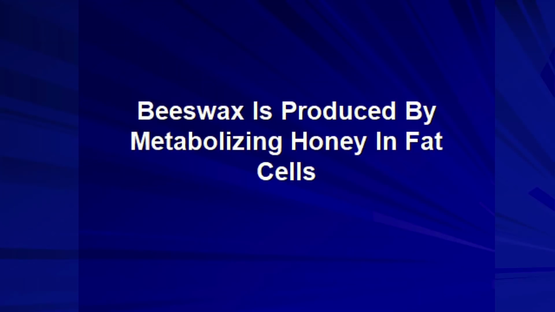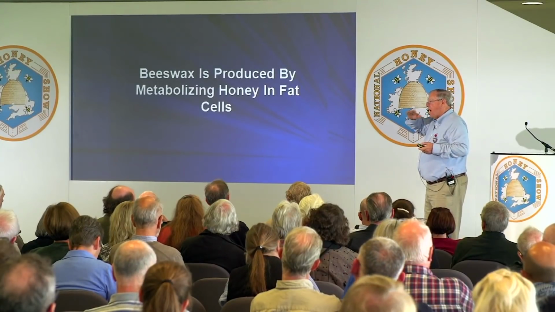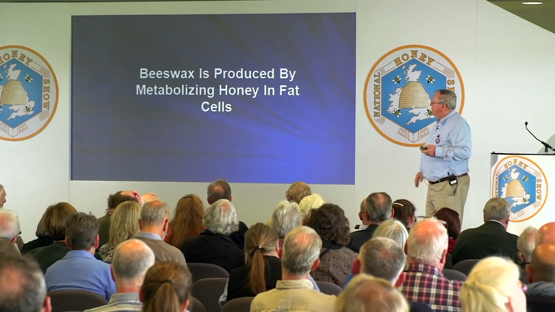Beeswax is produced by metabolizing honey in fat cells. And we showed you where those wax glands were located in one of our early diagrams. So we said the functioning of these glands is extremely tied to pollen diversity in the colony. But having adequate supplies of honey to produce the wax so they can build adequate supplies of comb is also an important consideration in your management scheme.